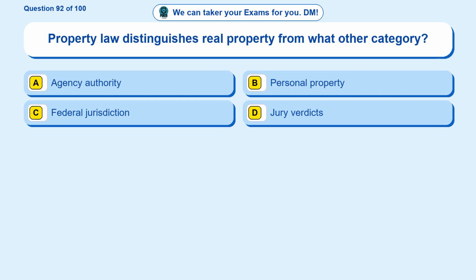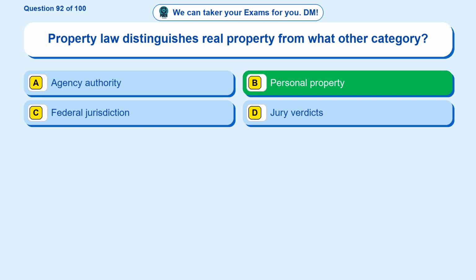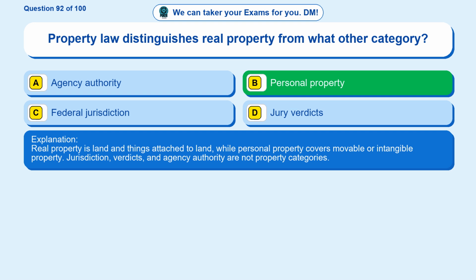Question 92. Property law distinguishes real property from what other category? Option A, agency authority. Option B, personal property. Option C, federal jurisdiction. Option D, jury verdicts. The correct answer is option B. Personal property. Real property is land and things attached to land, while personal property covers movable or intangible property. Jurisdiction, verdicts, and agency authority are not property categories.